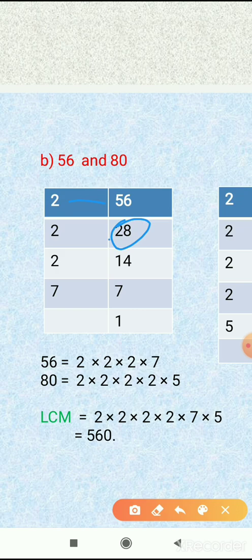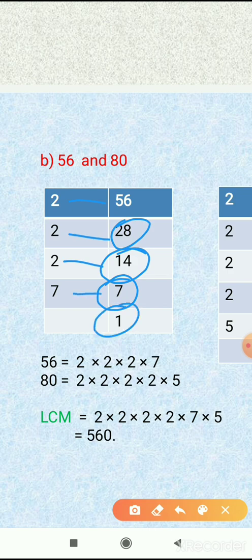By dividing 28 by 2, we get quotient 14. 14 is divisible by 2. By dividing 14 by 2, we get quotient 7. 7 is a prime number. So by dividing 7 by 7, we get quotient 1. So here we get prime factorization of 56 is 2 into 2 into 2 into 7. Here all the divisors are prime numbers.